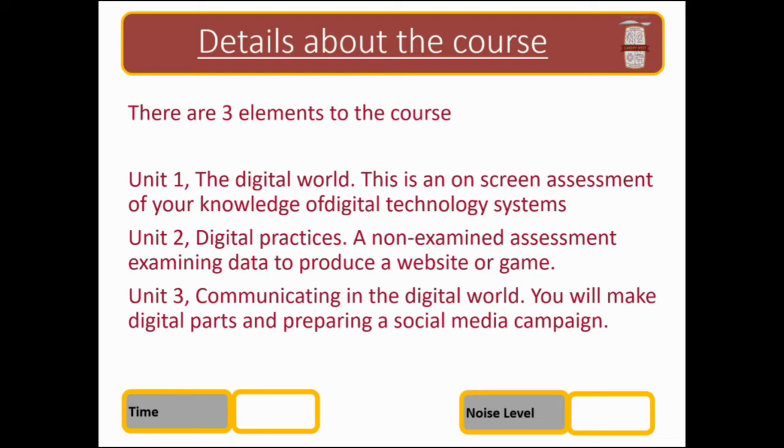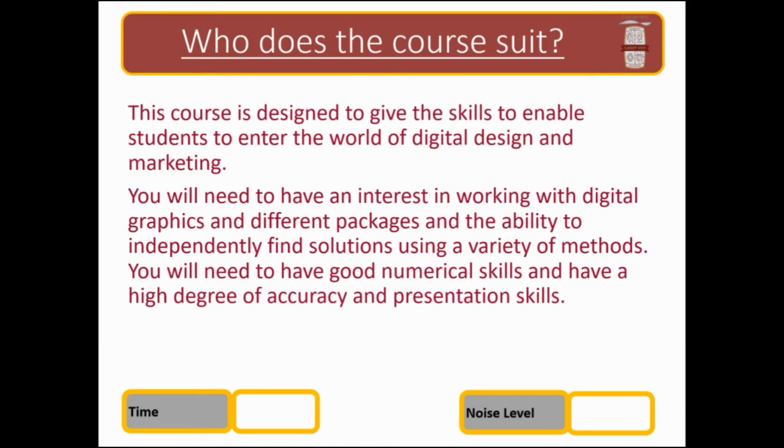And the Unit 3, which is communicating in the digital world. Now, a lot of the things that go on to apps, etc., and websites you look at are very, very small little designs, which are called assets, which are digital parts. Could be pieces of sound, could be graphics, could be small pieces of video, could be GIFs, etc. And we're going to look at preparing some of those, and we're going to use this to prepare a social media campaign.